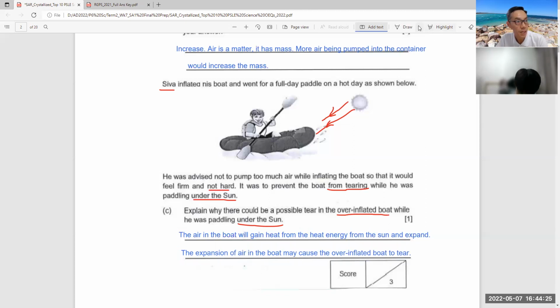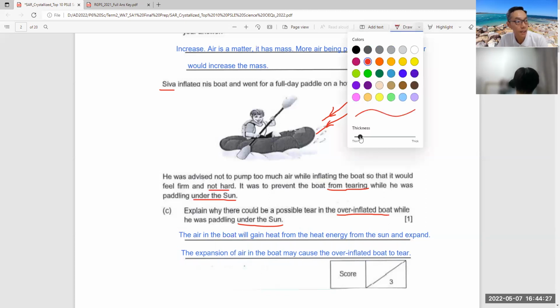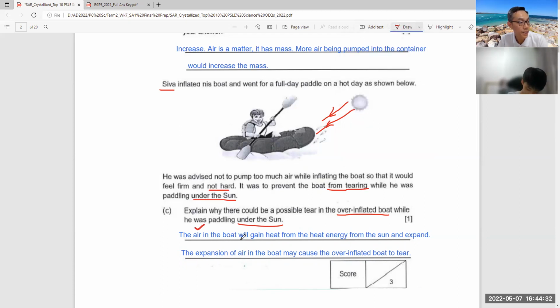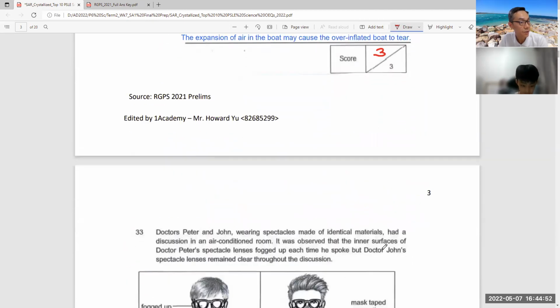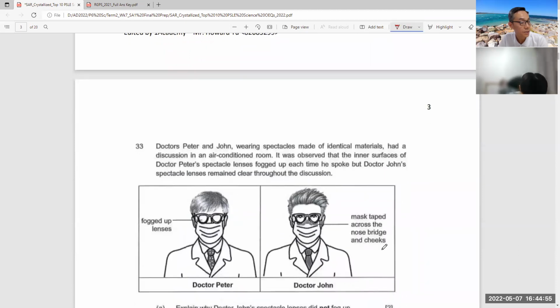Okay, so the keywords are this part. I just highlight to you. The air in the boat will gain heat from the heat energy from the sun and expand. Okay, expansion of air in the boat may cause the overinflated boat to tear. So this is the concept. Okay, so if you get all correct, you will get 3 upon 3. Okay, next questions. I will pause this before you look at the next question.